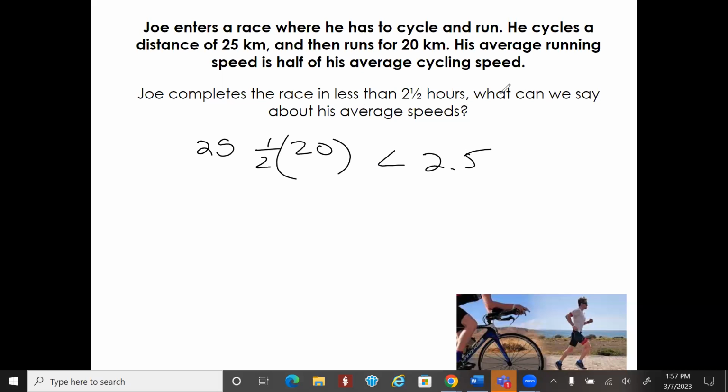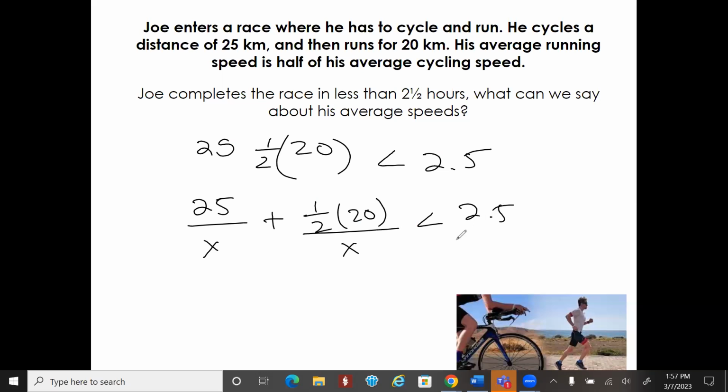So on this one, what can we say about his average speeds? We're trying to know how fast he's going. So he's covering kilometers, but we don't know how much time he's taken, right? We know how much distance he has had in total, but we don't know how much time he spent cycling versus running, right? Okay, so we have his cycling time plus his running time. And we want it less than 2.5, right?